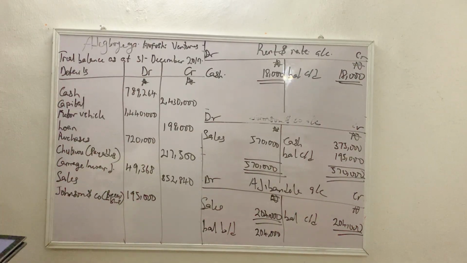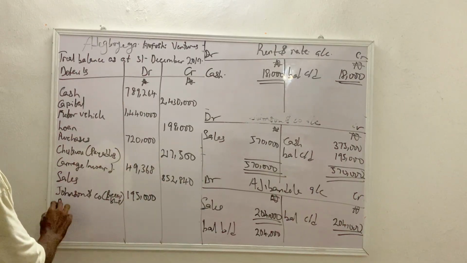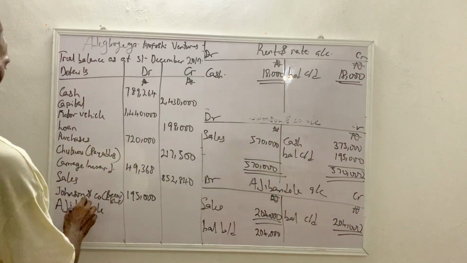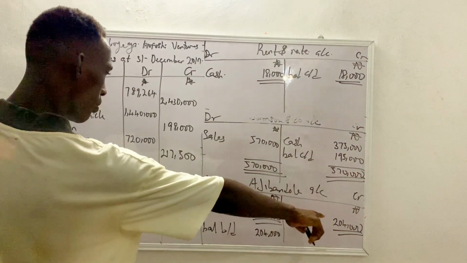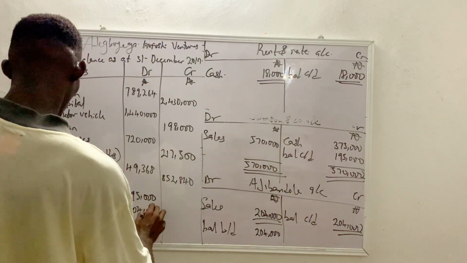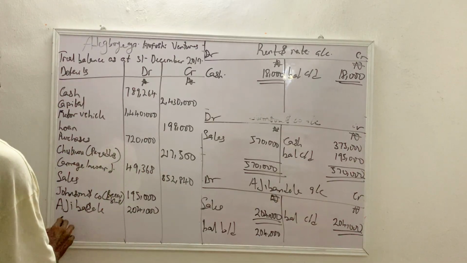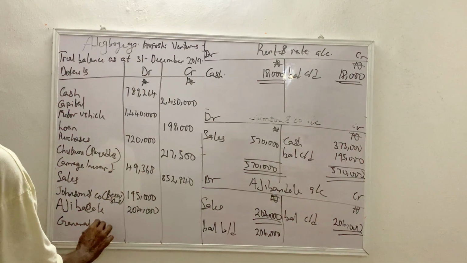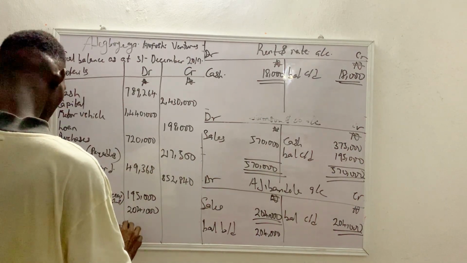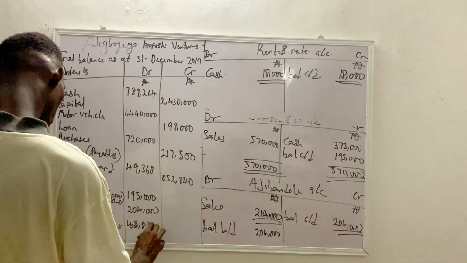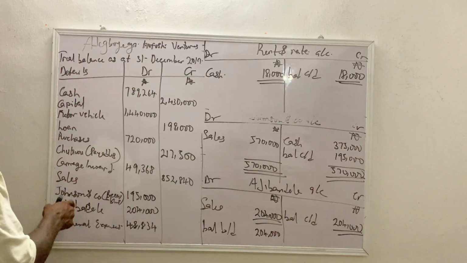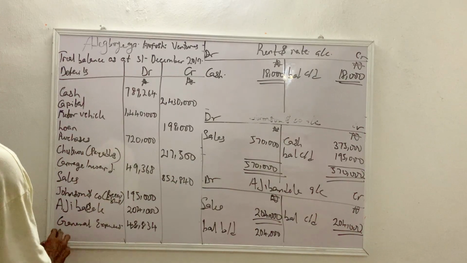Then what do we have next? We have Ajibandele rather. You have to be careful. Ajibandele. How much? The balance carried down is 204, which is what I'm going to write here. Then we can now put our general expenses. General expenses is 48,834. Then what do we have next? Adelaide, that I wrote here initially.